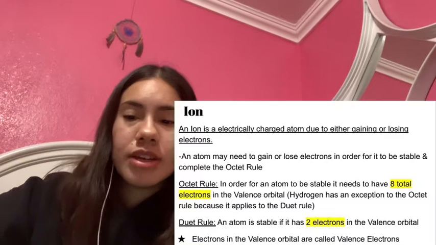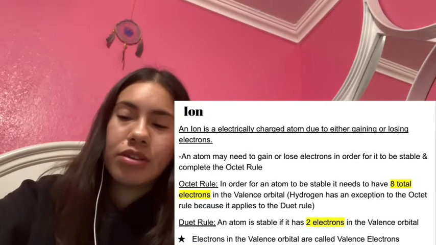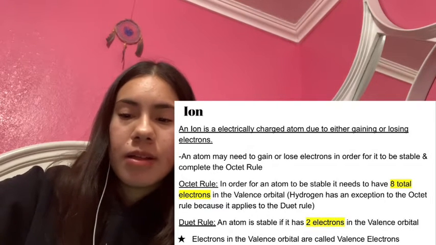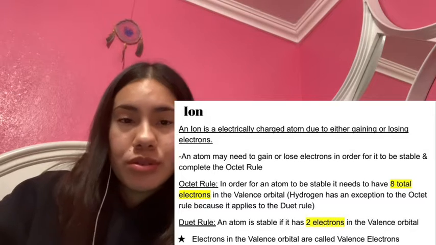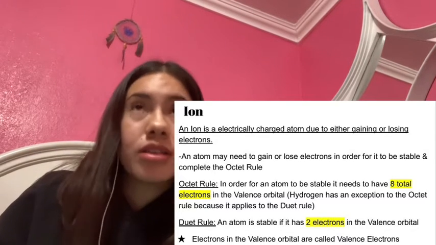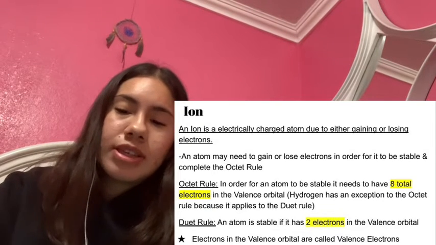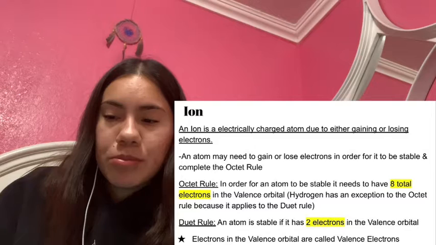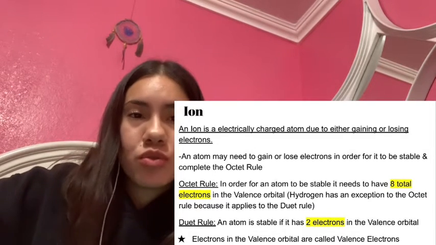So an ion is an electrically charged atom due to either gaining or losing electrons. So an atom might gain or lose electrons in order to be stable and complete the octet rule. And the octet rule is basically stating that in order for an atom to be stable, it needs to have 8 total electrons in the valence orbital.